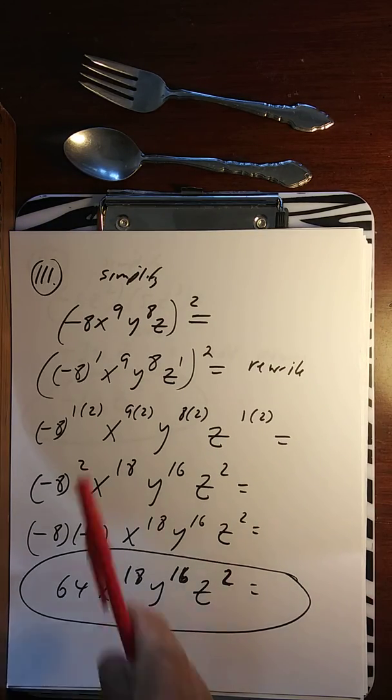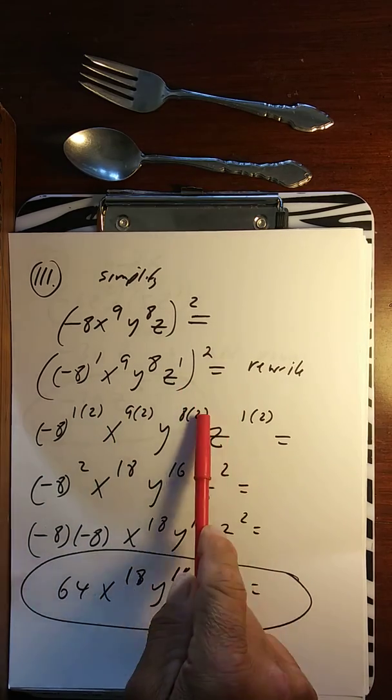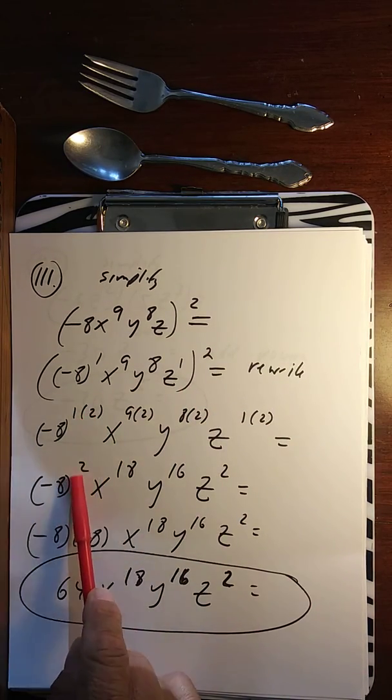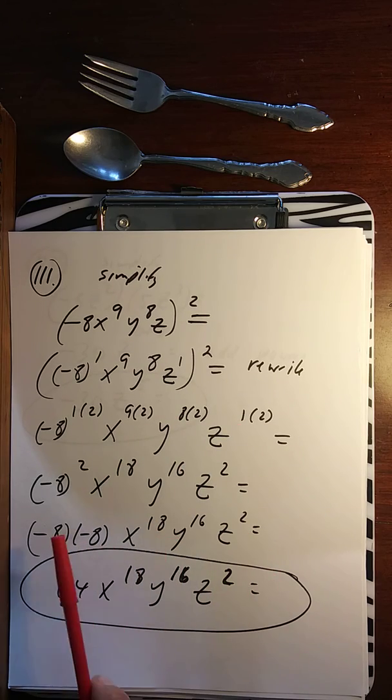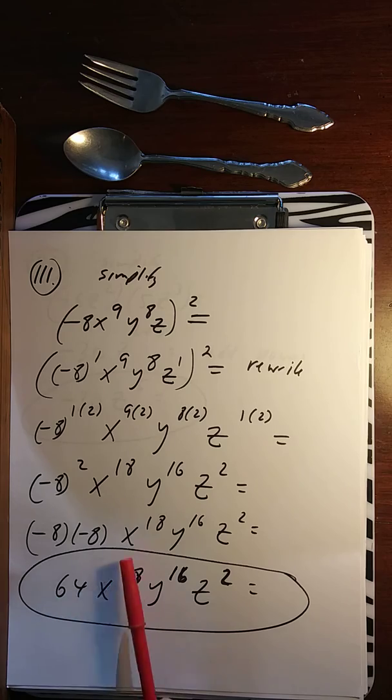Simplify this. So put 1 power. Now multiply everything by 2. 2 times that, 2 times that, 2 times that, 2 times that. So that's going to give you 2 power, 18, 16, and 2. So negative 8 squared means negative 8 times negative 8, which is a positive 64. X 18, Y 16, and Z 2.